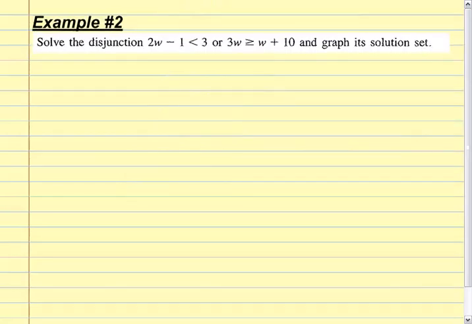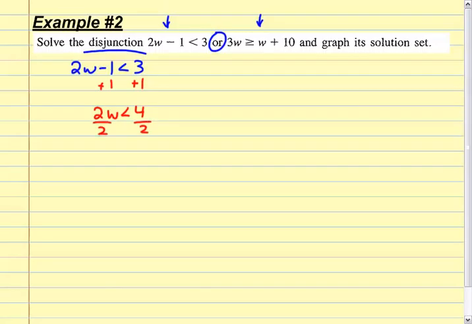Okay? All right. Now, let's look at the next one. In this compound inequality, they say solve the disjunction. There's the or statement right between them. When I see that or statement, that means I need to solve these things separately. So let's do 2w minus 1 is less than 3 first. We're going to add 1 to both sides, and I'm going to get 2w is less than 4. Then I'm going to divide both sides by 2, and I get w is less than 2. I don't want to graph yet because this is a compound inequality. This is only part of the solution.